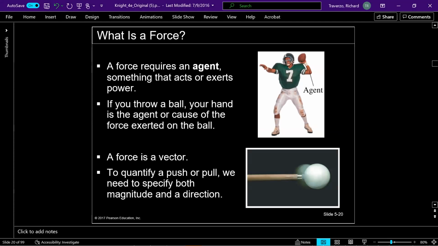So force always has an external agent. The external agent is the thing that applies the force. So in this example, when you throw a ball, your hand is the agent. I want to take that a little bit further.